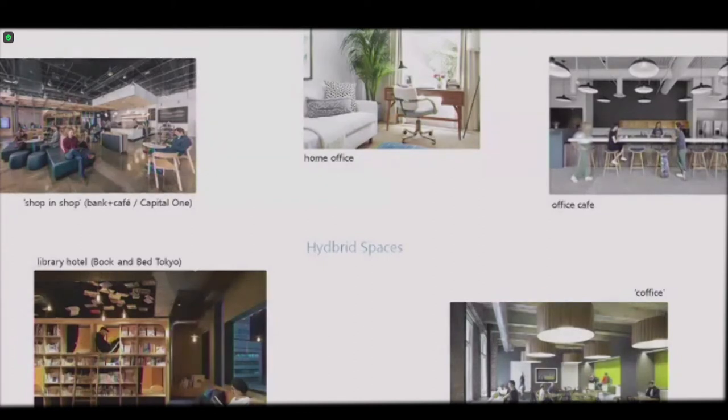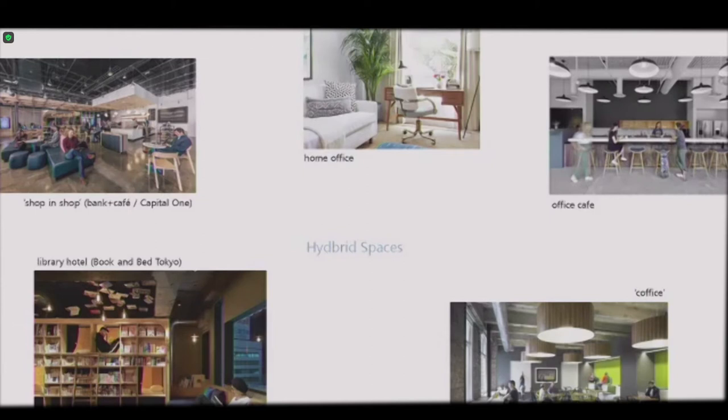And the picture in the middle and on the right, on the left, it's a home office. On the right is an office cafe. An interesting thing these days is homes are more and more becoming like offices, and offices are more and more like homes, because many offices now have kitchens and cafeterias, just like homes, and many homes are now becoming a place where you not only live, but work, especially during this COVID-19 pandemic.